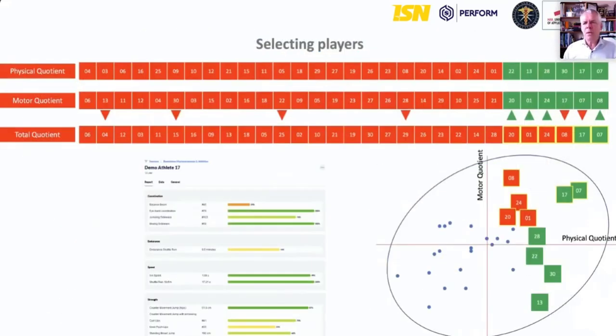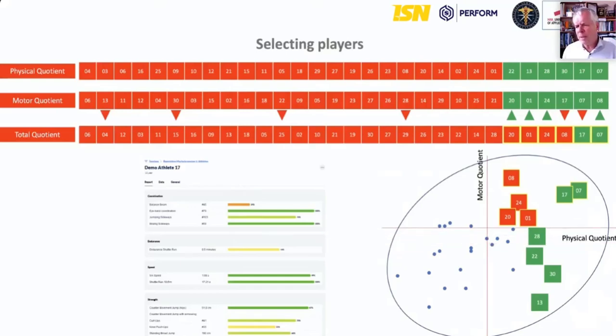And with this test battery, we have a lot of numbers. And normally what we did 30 years ago was thinking about the physical quotient and look at how the athletes are at that time. Well, that's not the most important question, because a trainer wants to know how good he will be in the future, and therefore you need this motor quotient. The combination of the physical and the motor quotient gives us a completely different total quotient, which means that you have different people in your system. And so the lines move in a different way.